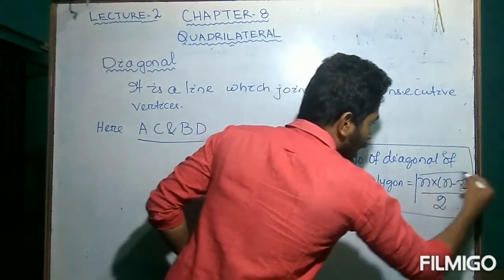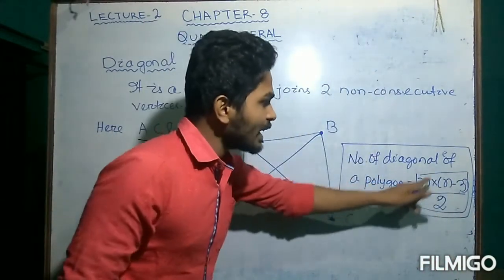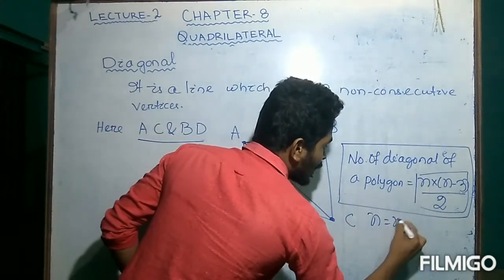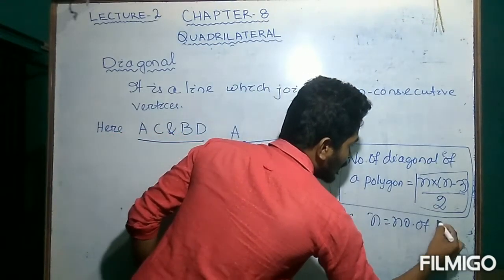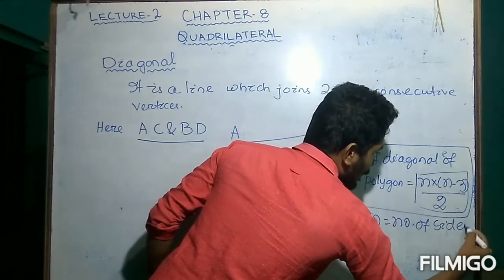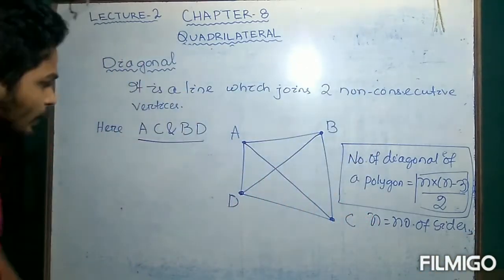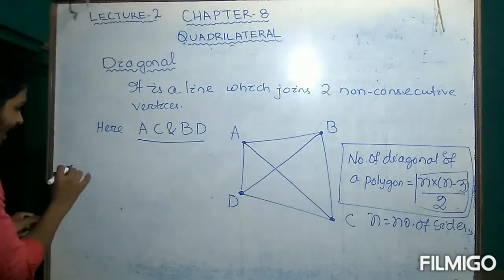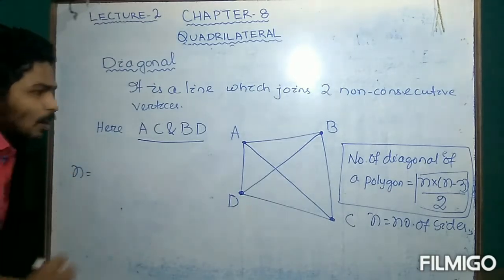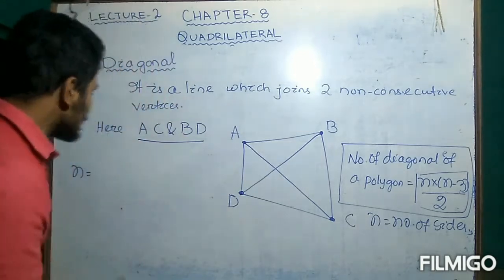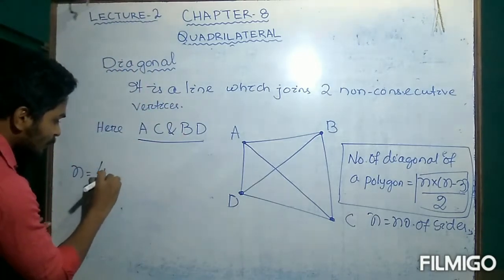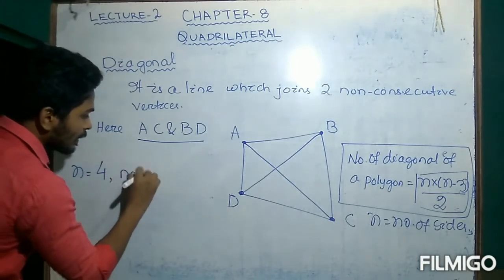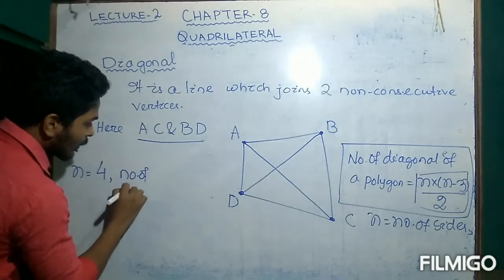In this formula, n into n minus 3 by 2, n means the number of sides. A polygon has how many sides? Let us verify it for the quadrilateral. A quadrilateral has 4 sides, so for a quadrilateral n is 4. Now we will find the number of diagonals.